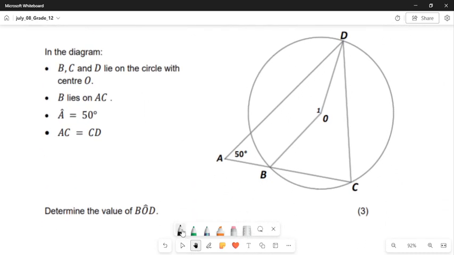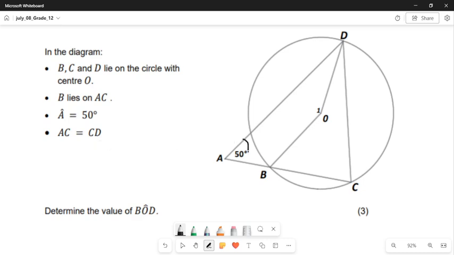Question number 2. In the diagram, we are given B, C, and D lie on the circle with center O. So it's these points B, C, and D. They lie on that circle, and B lies on AC. Okay, there's a line segment AC, and we are told that angle A is equal to 50 degrees.